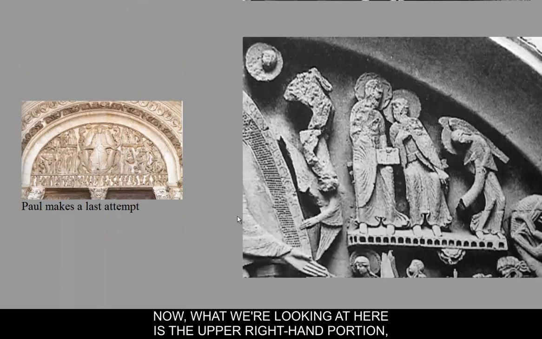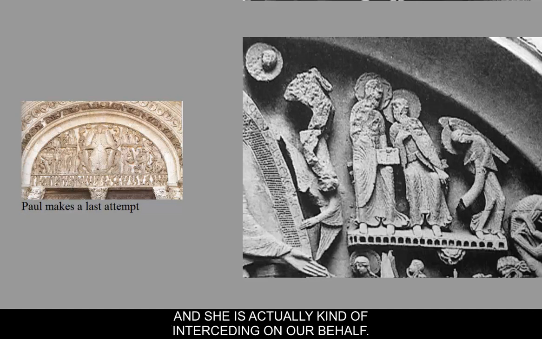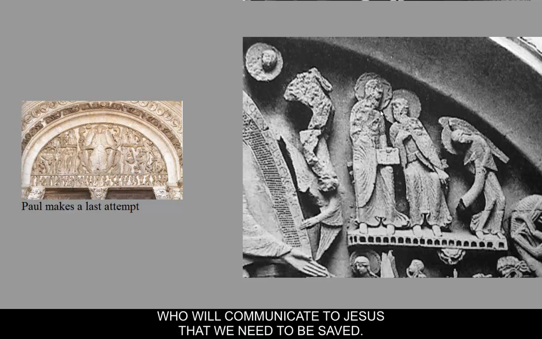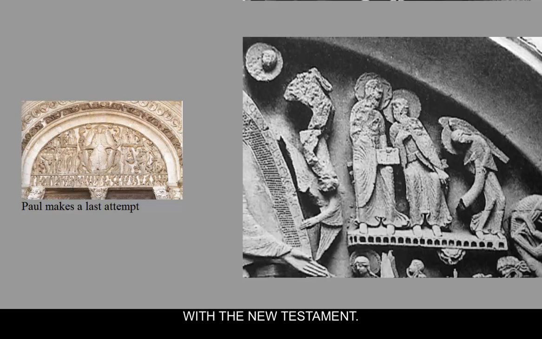Now what we're looking at here is the upper right-hand portion, which is Jesus's upper left, and notice that we have a scene in which Mary is actually talking to one of the apostles, and she is kind of interceding on our behalf. And I think that's kind of important. We have these apostles who are talking to one another, who will communicate to Jesus that we need to be saved. Now, the Romanesque style, as I stated before, is very cartoon, and so we have Paul here trying to save the last people, and then on the column tops, the capitals of the columns, are cartoon and diagrammatic style communications of big ideas that have to do with the New Testament.